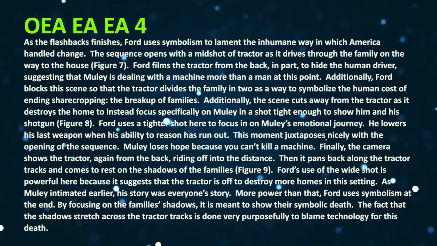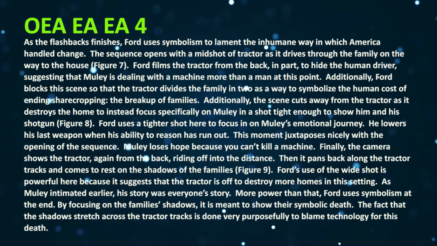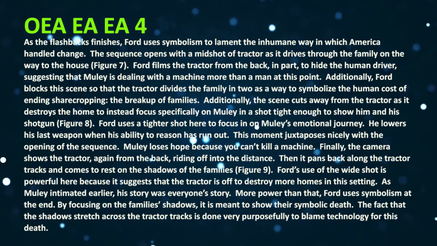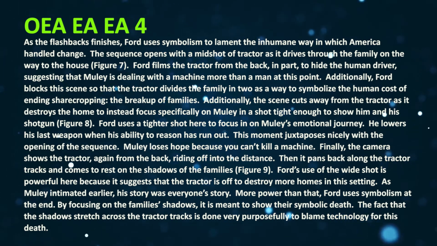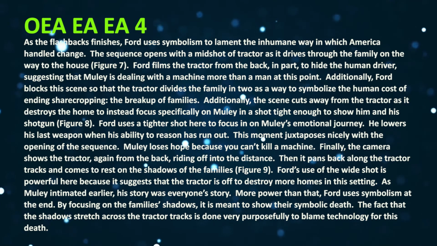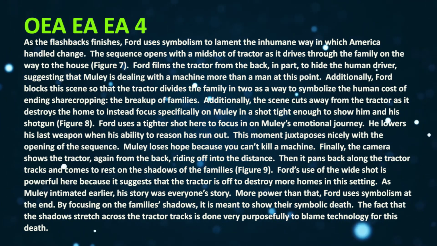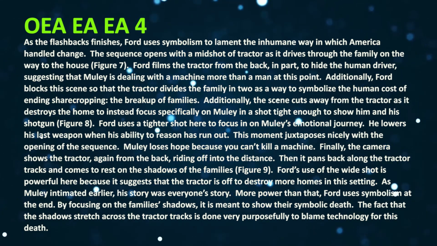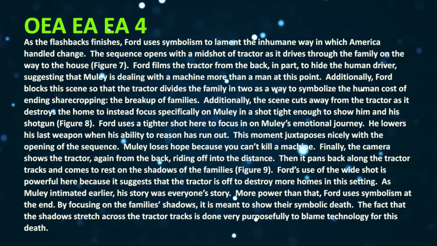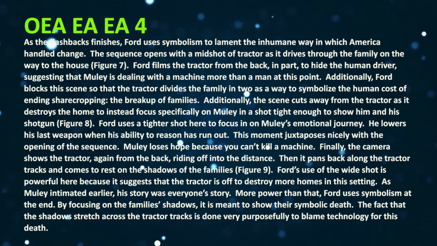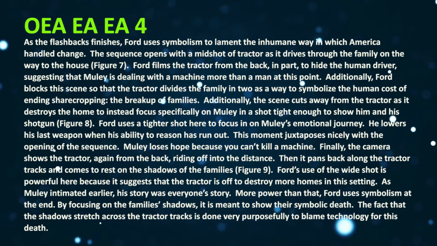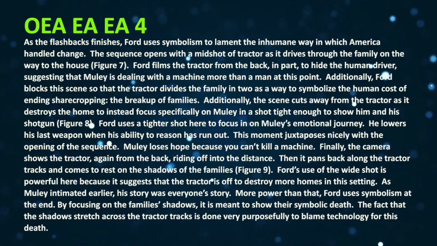Additionally, the scene cuts away from the tractor as it destroys the home to instead focus specifically on Muley in a shot tight enough to show him and his shotgun together, figure 8. Ford uses a tighter shot here to focus in on Muley's emotional journey. Muley lowers his last weapon when his ability to reason has run out. This moment juxtaposes nicely with the opening of the sequence. Muley loses hope because you cannot kill a machine.